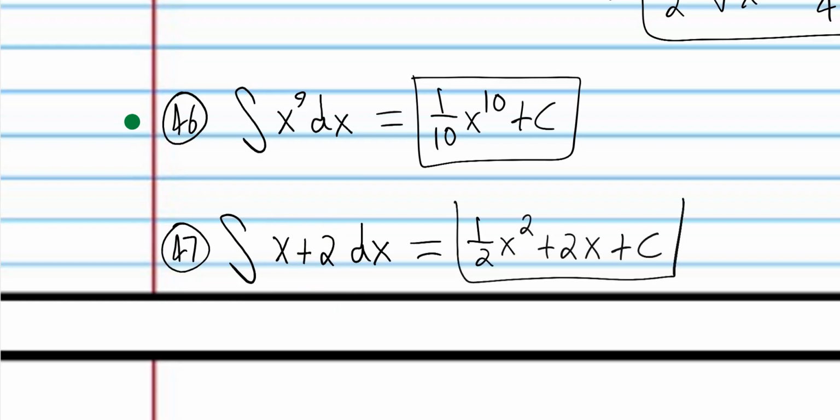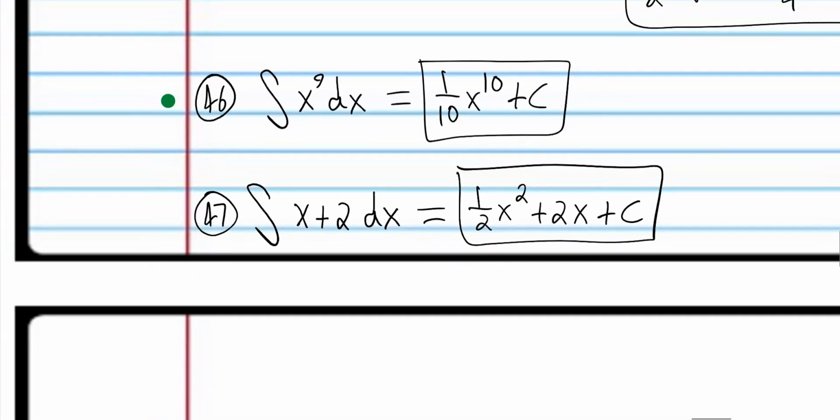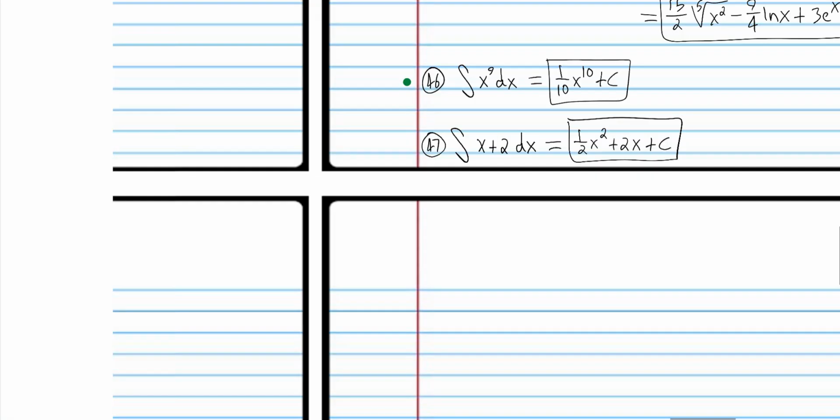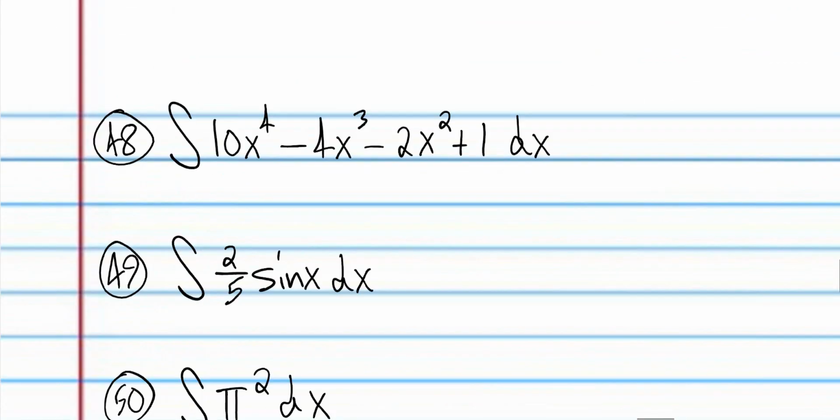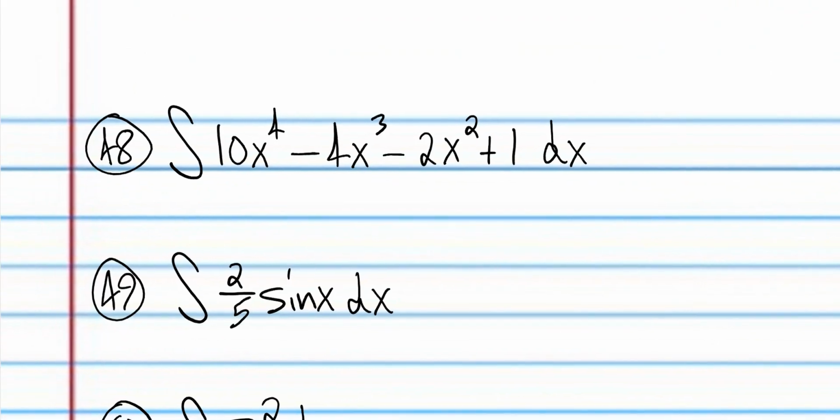Okay, we're back. If you got that right, good. So remember to write your c values. Remember, we have a constant. We don't know what that is. Okay, go ahead and try number 48. When you come back, we'll do it together.